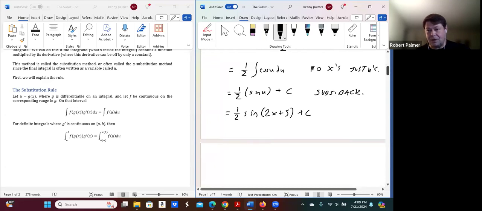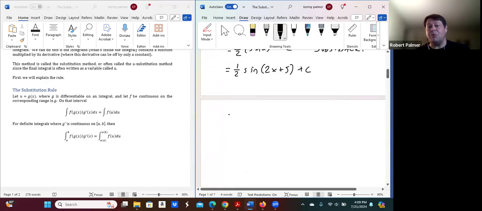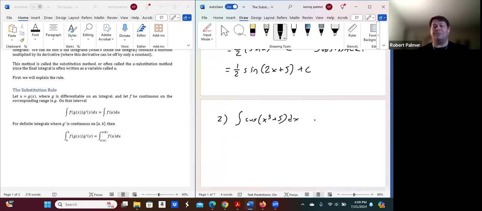Now, for number 2, let's show an example of a similar one where it actually wouldn't work. Let's try this one. Very similar: the cosine of, this time instead of x squared, let's make it x cubed plus 5 dx. Remember, the previous one had x squared plus 5. This is x cubed. I'll explain why this doesn't work after we get going.